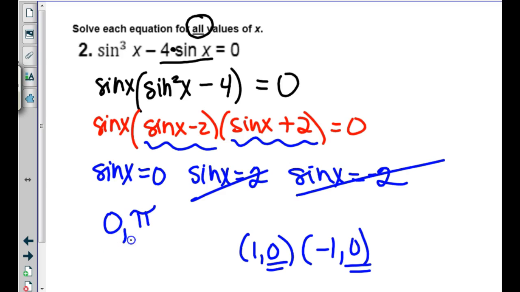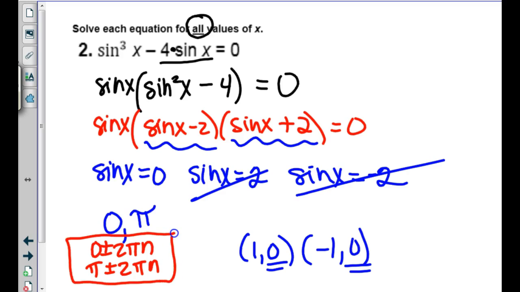There's a whole bunch of ways you could write this. You could say at 0, and because it's a sine, it repeats every 2 pi. You could say at pi, and because it's a sine, it repeats every 2 pi. This is what most students would probably write. Do some of you see that there's a shorter way to write that? If you wrote it that way, you'd have to write both of those. Anybody know a shorter way to say this?